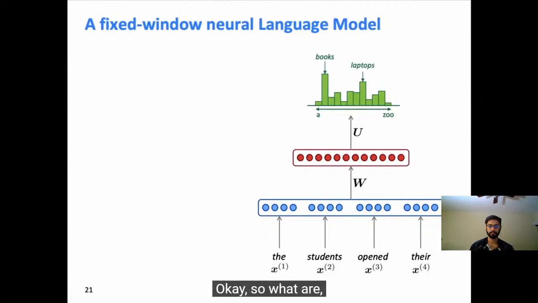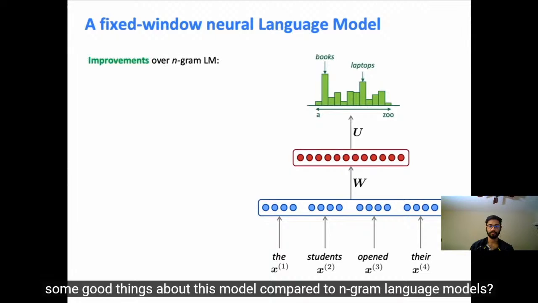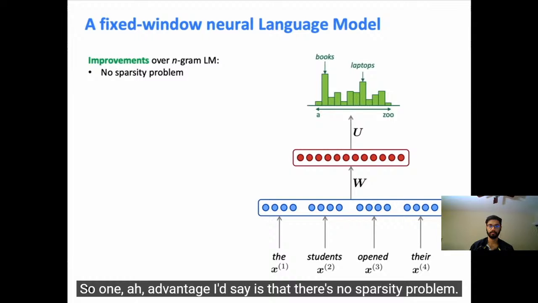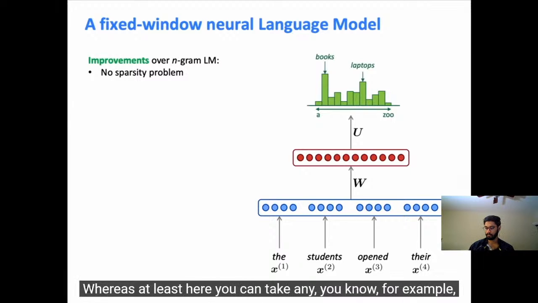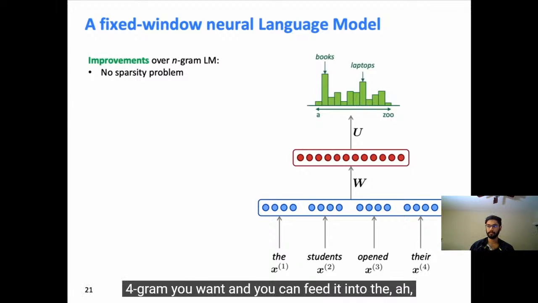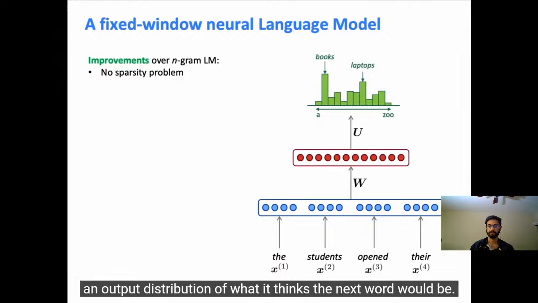Okay, so what are some good things about this model compared to n-gram language models? One advantage is that there's no sparsity problem. If you remember, an n-gram language model has a sparsity problem, which is that if you've never seen a particular n-gram in training, then you can't assign any probability to it. You don't have any data on it. Whereas at least here, you can take any, for example, 4-gram you want, and you can feed it into the neural net, and it will give you an output distribution of what it thinks the next word would be. It might not be a good prediction, but at least it will run.